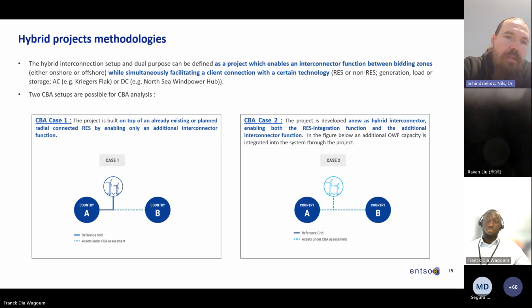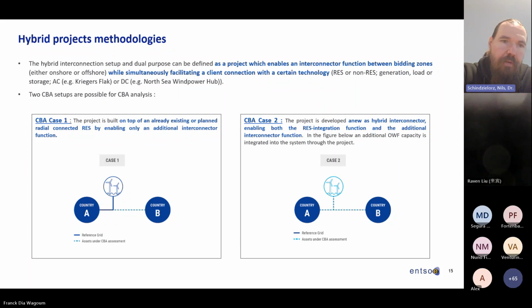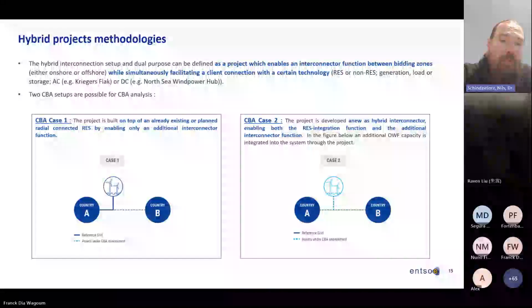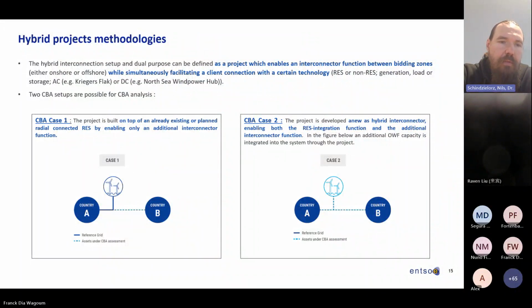Case number one is if you already have a radial connection. In this example, and in all the examples, I will just talk about wind interconnection or wind generation here. But as said earlier, this is also applicable for other types of generation and also loads, so this is just a generalization. If you have a radial wind connection and you would like to combine this radial connection with an additional interconnector, you can do this by just adding a leg from the platform to another country. This is denoted here in this figure by this dotted line. So basically you have transformed this radial connection into a hybrid project, because now you have an interconnection between the two countries and still the generation capacity is also there. So this is kind of an update from an already existing project.